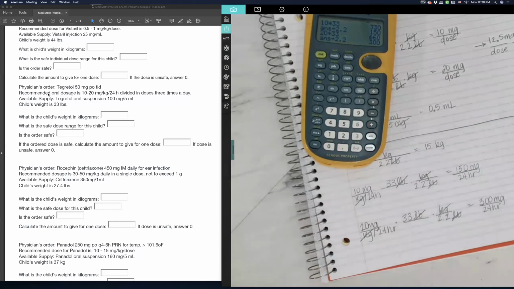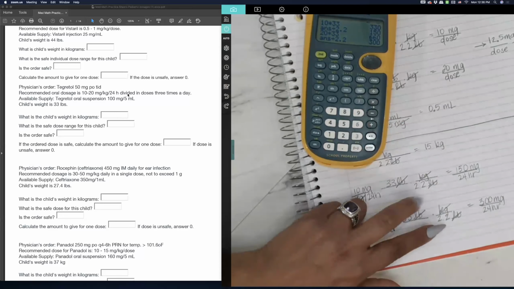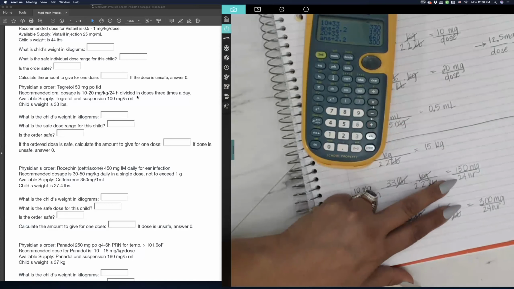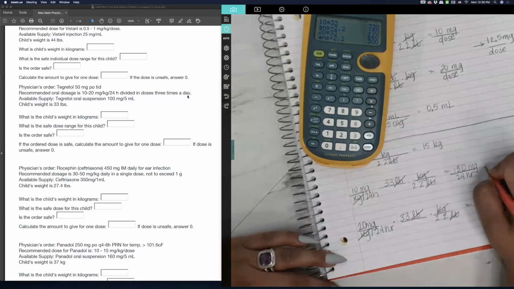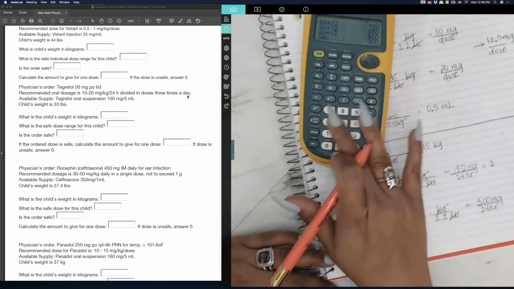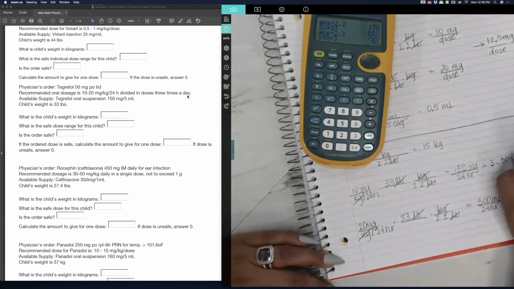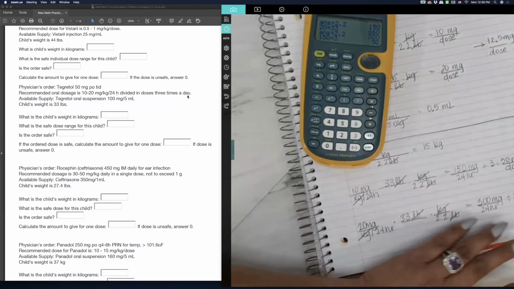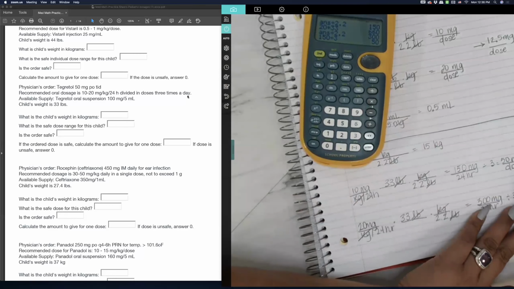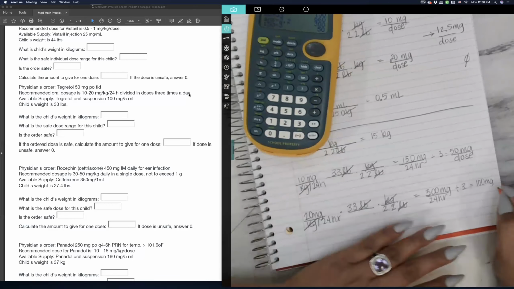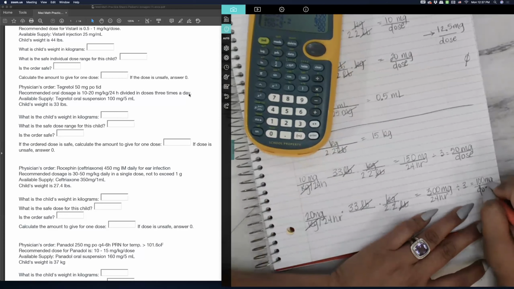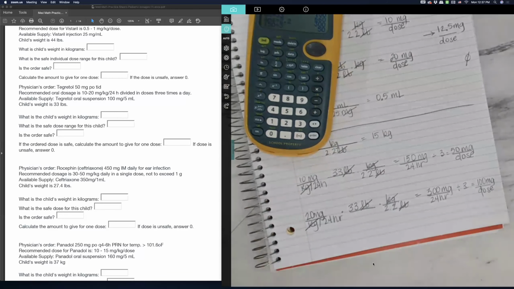The recommended oral dose tells us that the daily dose is divided in 3 times a day. So we're going to take this and divide by 3. So 150 divided by 3 is 50 milligrams per dose. And this is divided by 3, and that's going to give us 100 milligrams per dose.